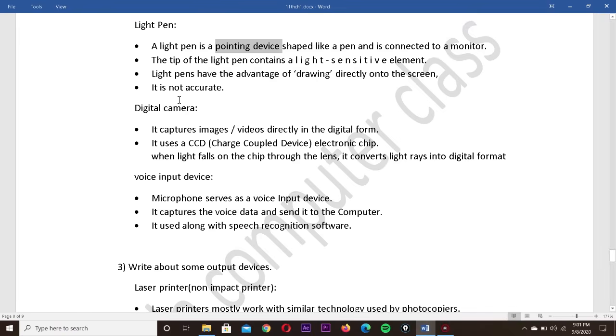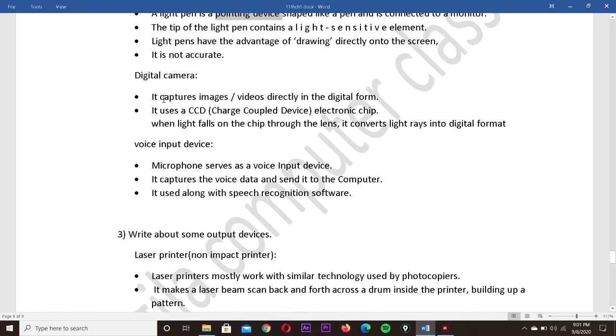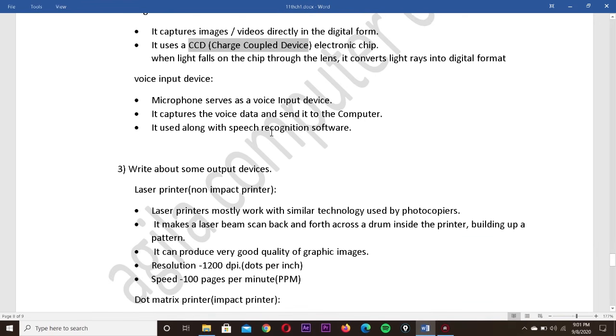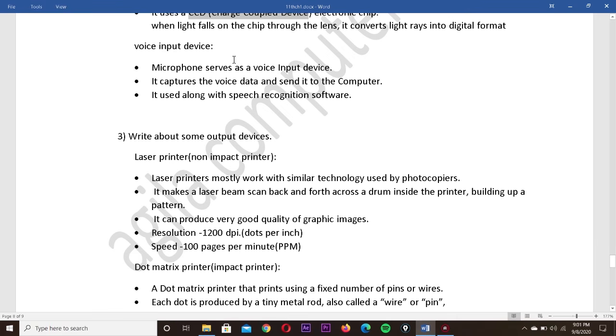Next one is a digital camera. You know very well, it is used to capture the images, and it uses CCD, charge coupled device. Okay. And next one, voice input device, is the microphone. It is used as a voice input. It captures voice data.